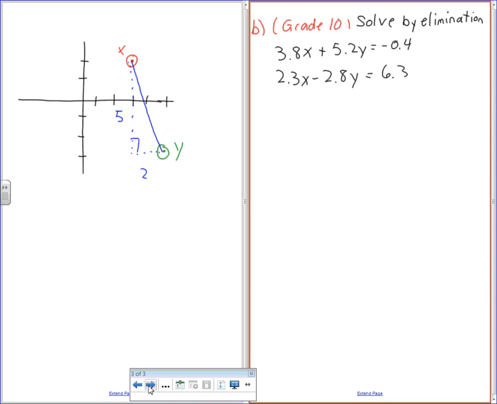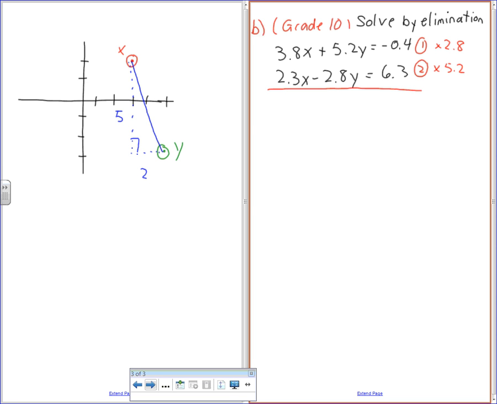The way we do elimination is we want to remove one variable. So what I'm actually going to do is eliminate y. The reason I'm going to eliminate y is that one is a positive, one is a negative. How can I make both of those numbers the same so I can cancel them out? Multiply by something. I'll help you. I'm going to multiply this first one by 2.8. I'm going to multiply the second one by 5.2. That's not even LCD. That's just numbers.